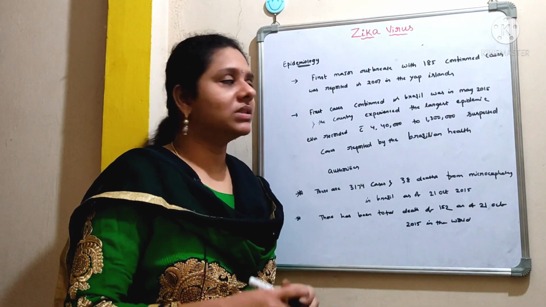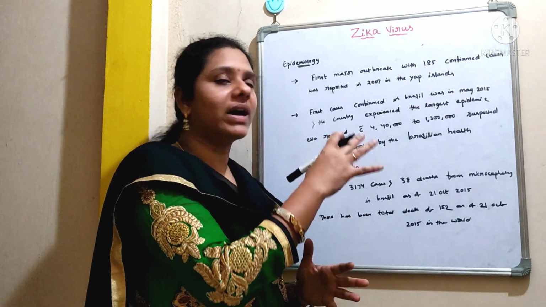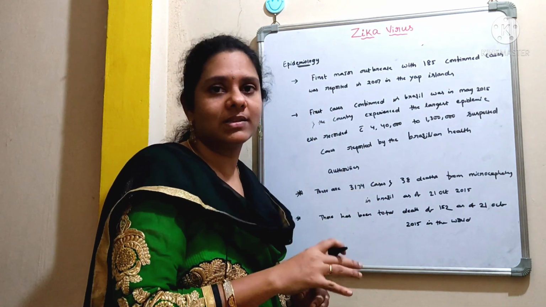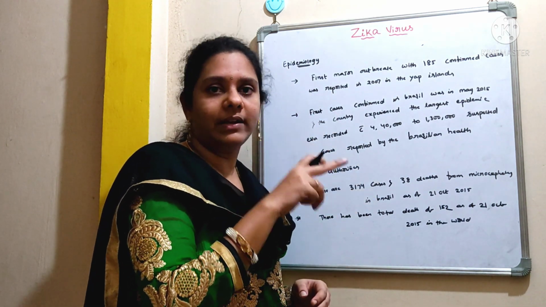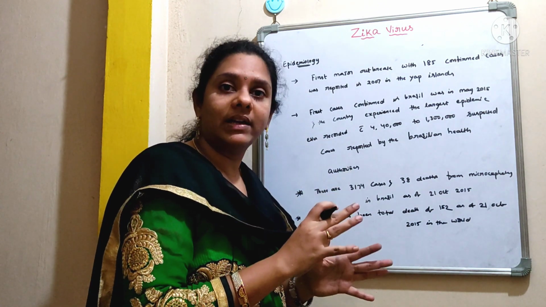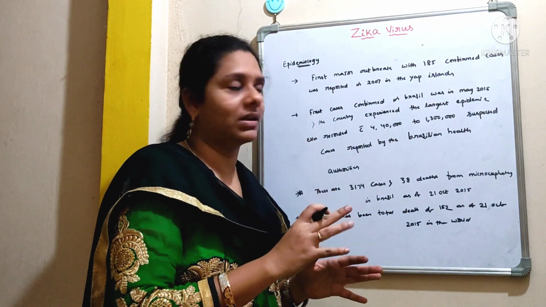Coming to the epidemiology, as I already mentioned, this virus was first identified in the Zika forest of Uganda in a rhesus monkey in the year 1947. Later, in the year 1968, it was first identified in humans in Nigeria.